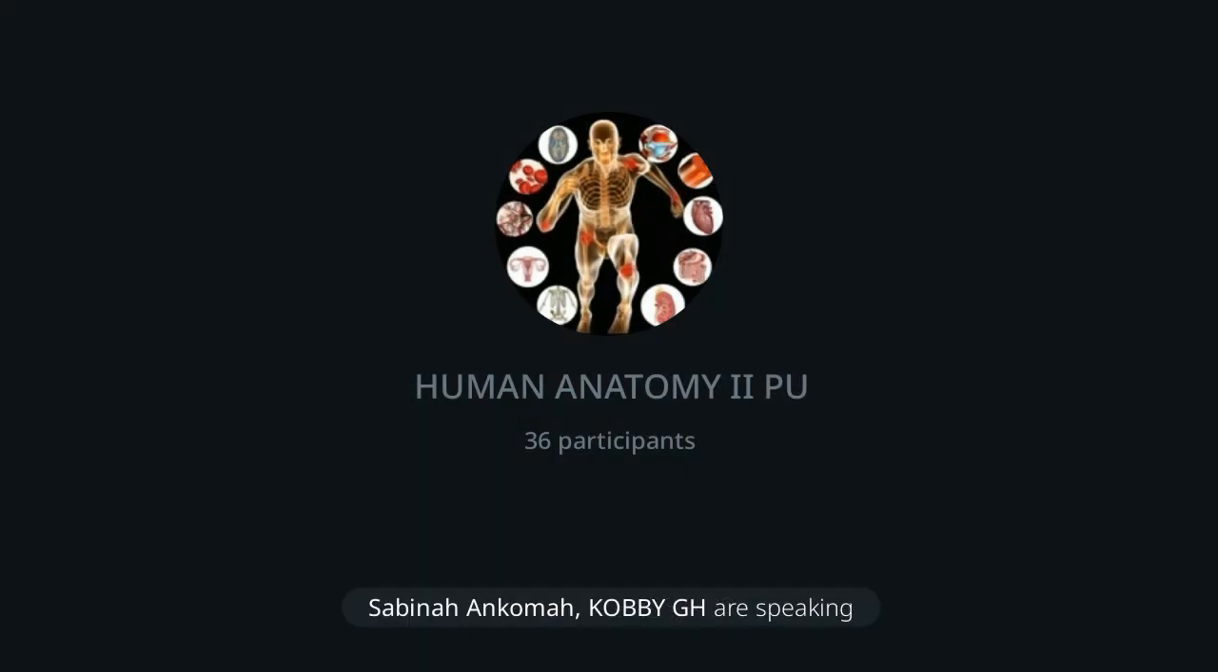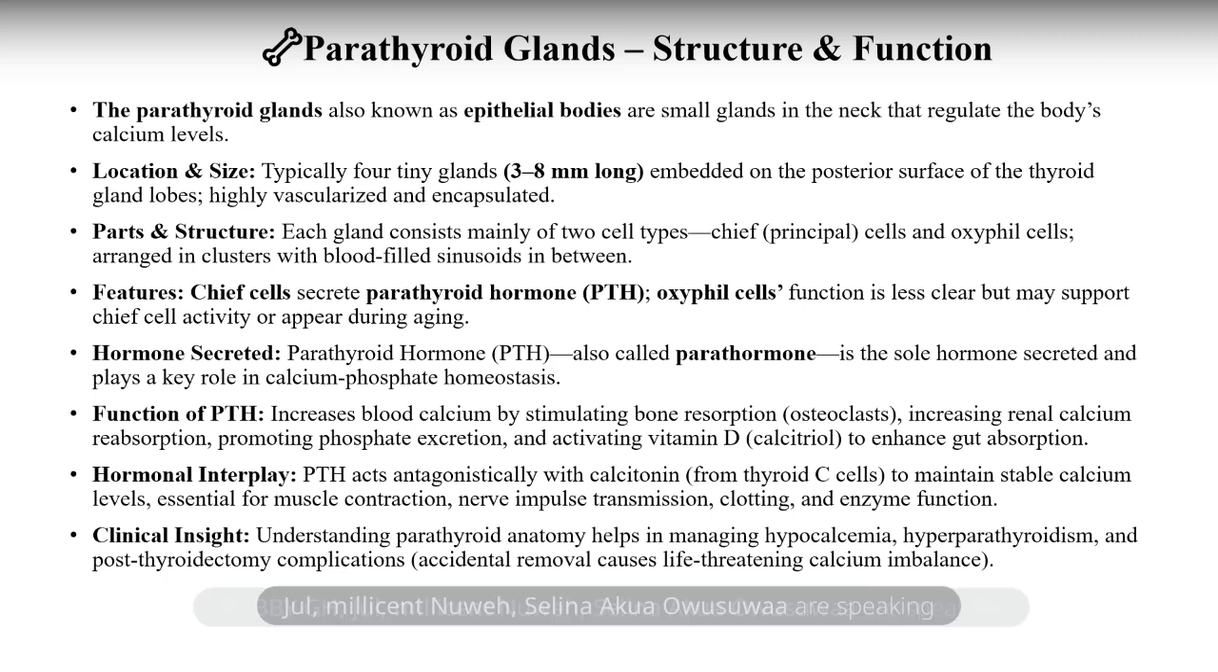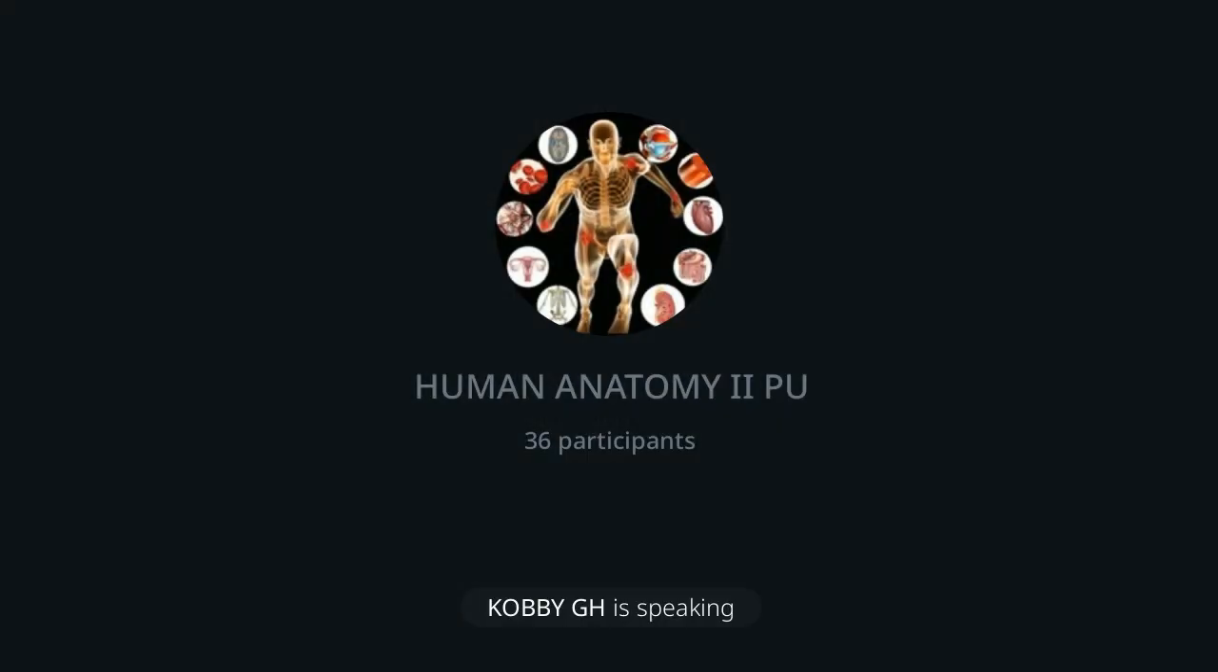Okay. So how many are they? How many are the parathyroid glands? How many are they in number? 4. They are 4 in number. Where are they located?